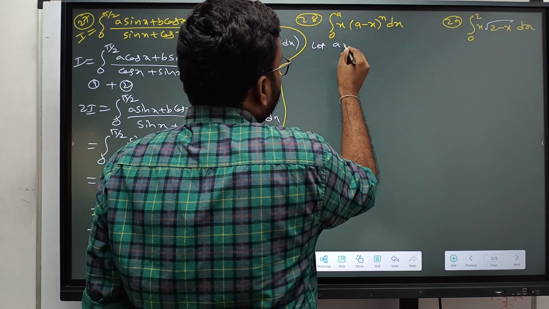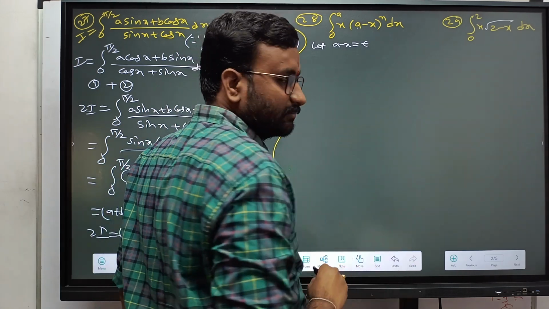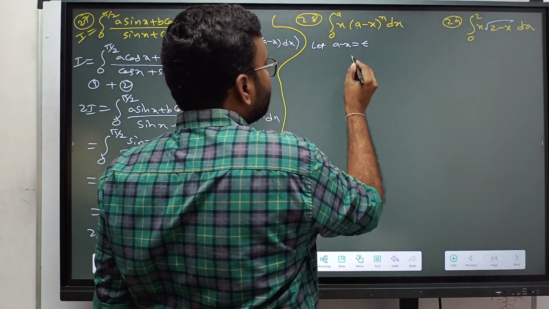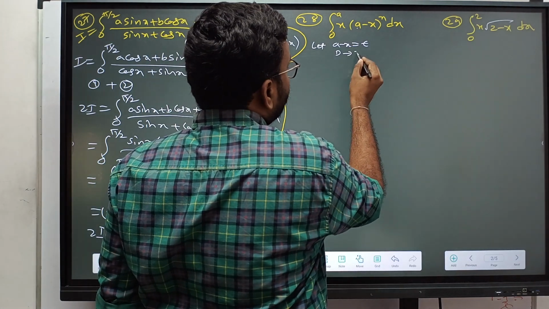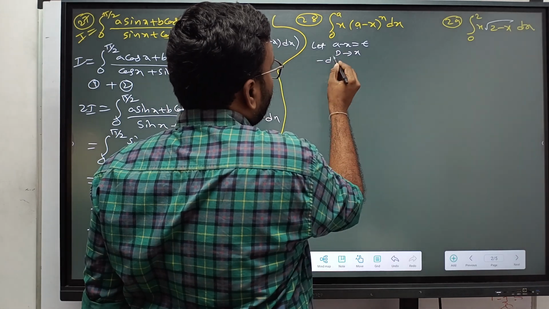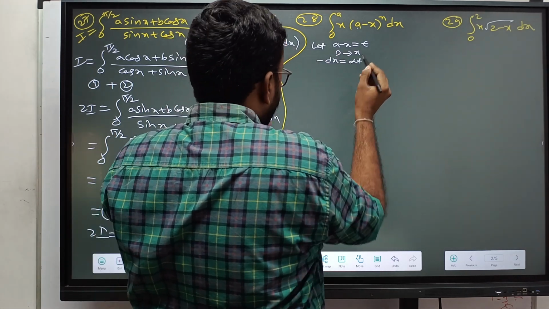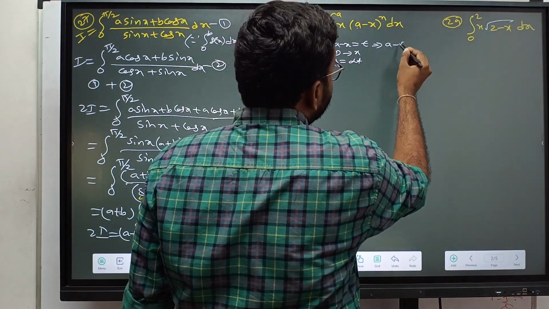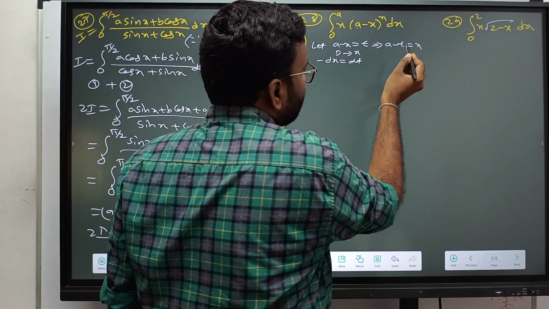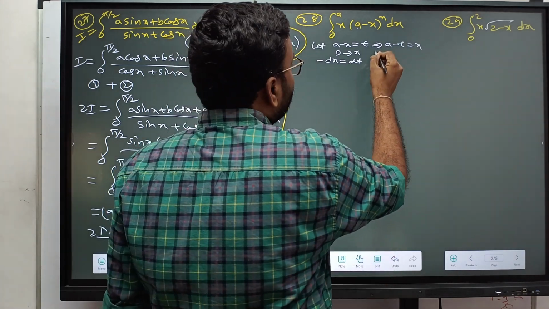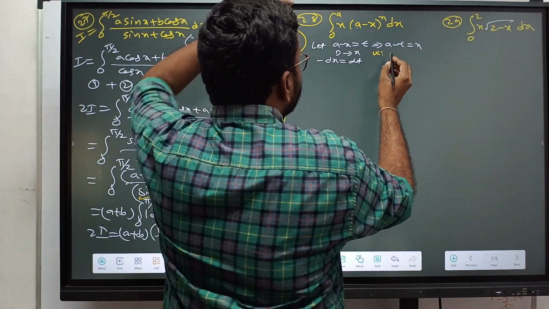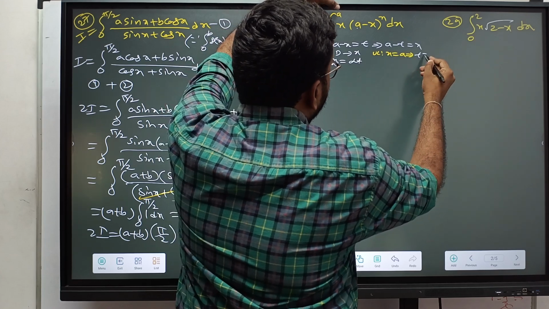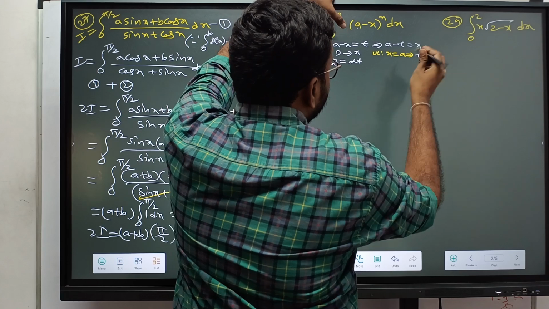let a minus x is equal to t. Two terms converted as one term t. Then differentiation with respect to x: minus dx is equal to dt. Now from this find what is x: a minus t is equal to x. Now upper limit, what is x is equal to a? Then t is equal to a minus a, 0.